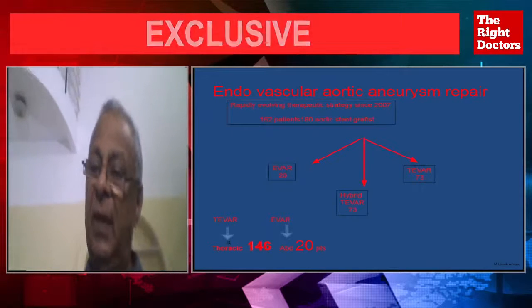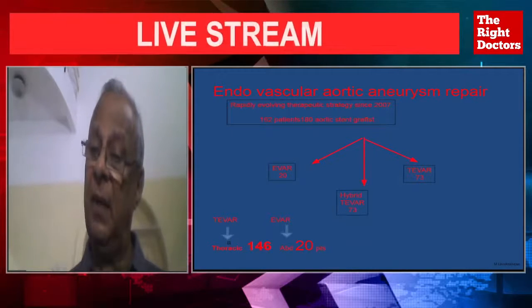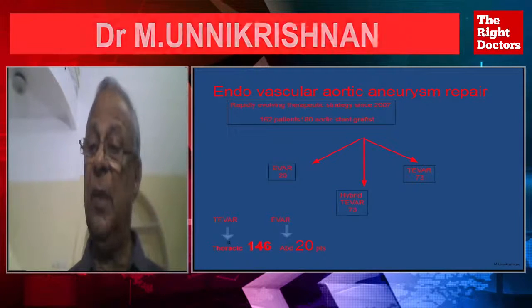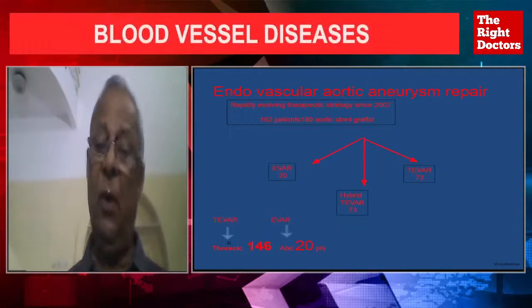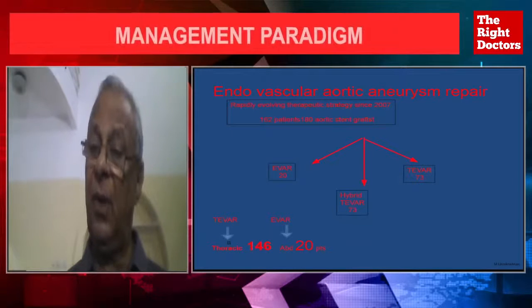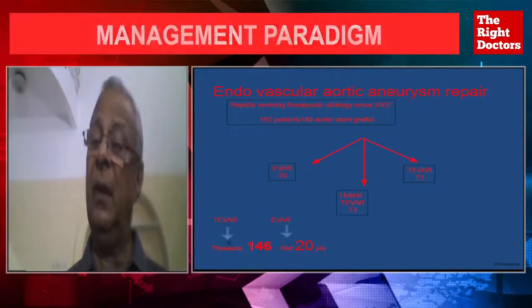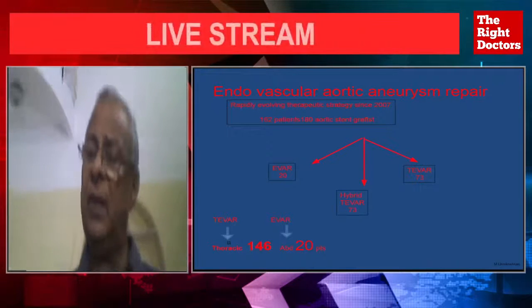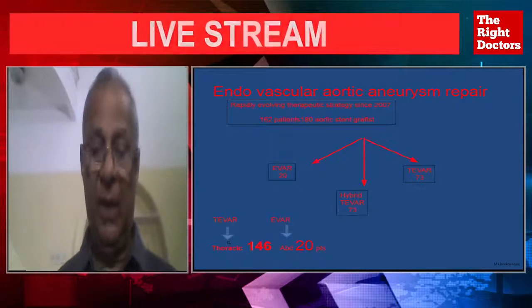We have been doing it in the thoracic domain because the patients are sick. They may have some associated lung problem, cardiac problem, then they have a coronary problem. They are not fit for major surgery of thoracotomy and cannulation, a lot of heparin, a lot of stressful things, blood loss. So I think the stent graft is most valuable in the thoracic domain.